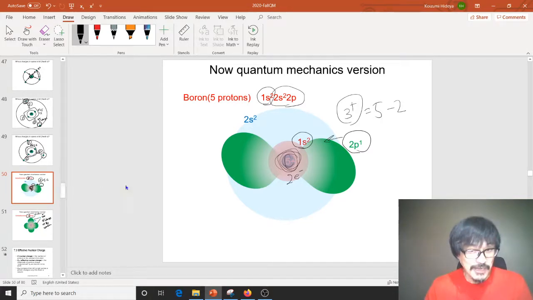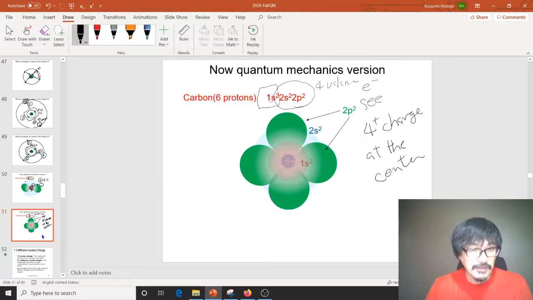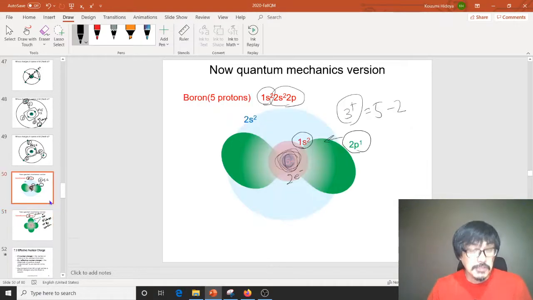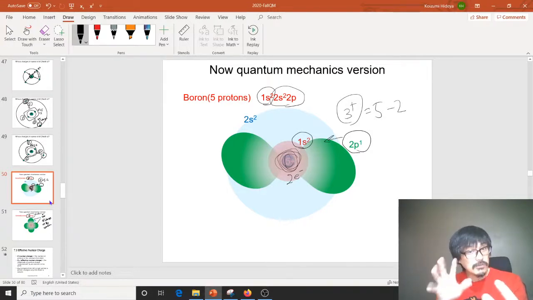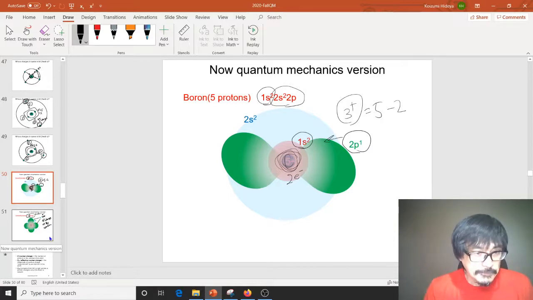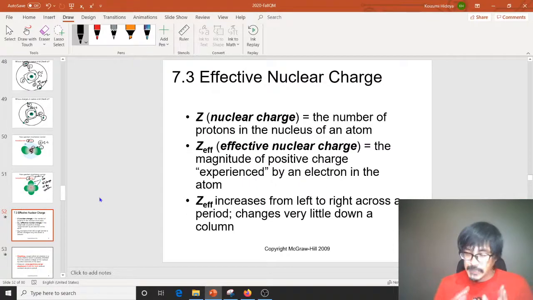It's actually carbon, right? The carbon's outermost electrons are attracted by the 4 plus charge, so it gets contracted. But for the boron atom, because there is only 3 plus charge in the middle, it doesn't get that much attraction compared to the carbon. So the atomic size of boron is slightly bigger than carbon. And that's the basic concept of the effective nuclear charge.